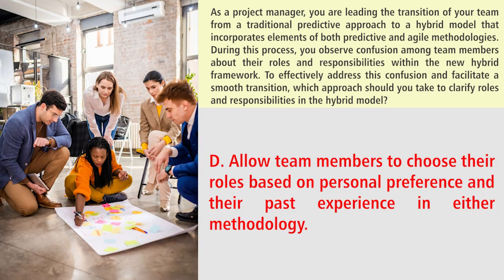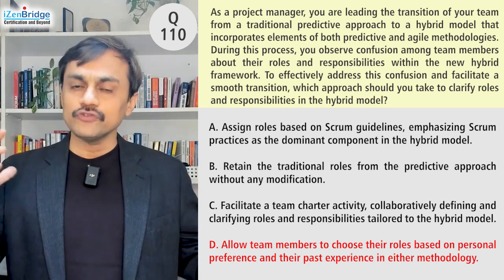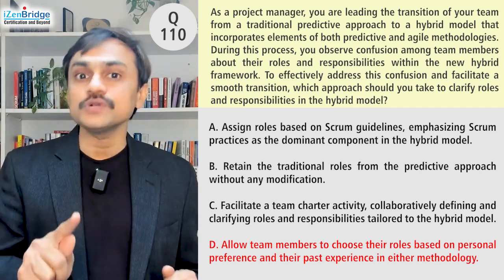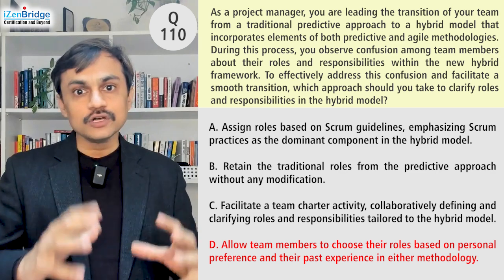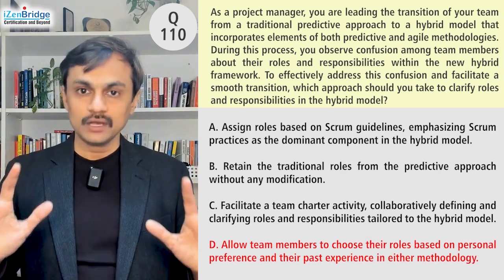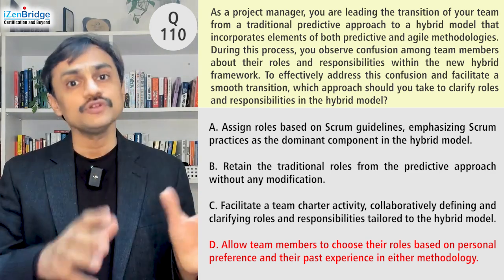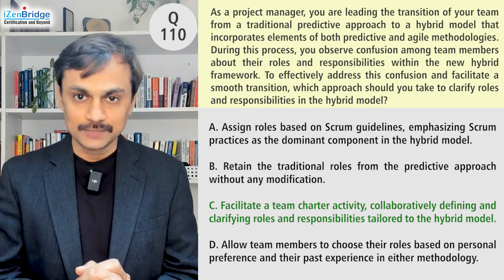Option D, allow team members to choose their role based on personal preferences and their past experience in either methodology. Some of you will say, yes, we should do that because we are focusing on autonomy, and agile and hybrid ways of working let people decide what they want to do. It's a good idea, but it is not an individual choice alone. We need to have a team perspective on it. So option D is not focusing on a self-organizing team, rather it is focusing on independent and autonomous team members, which may not be desired because here we are focusing on creating a team which will use hybrid approaches. That's why option C is still the best choice out of our available options.